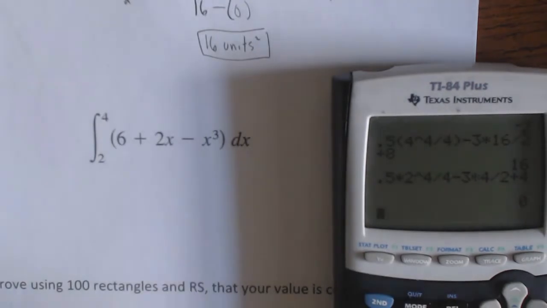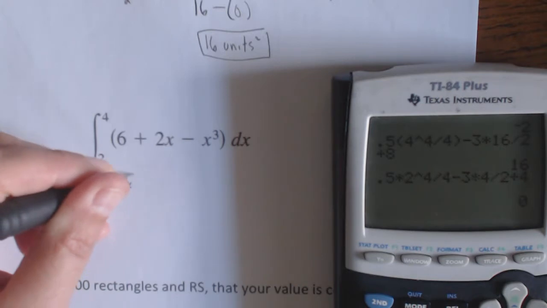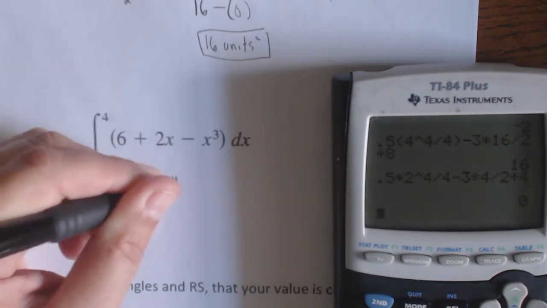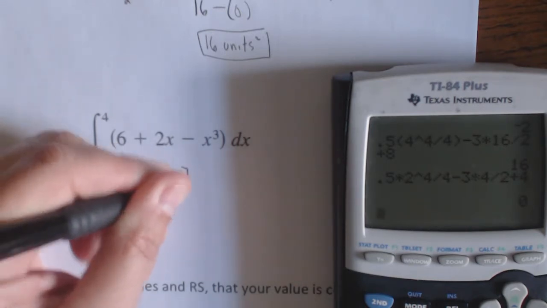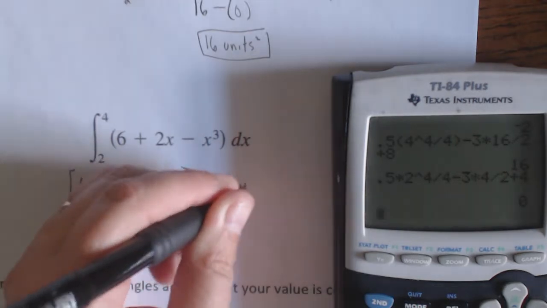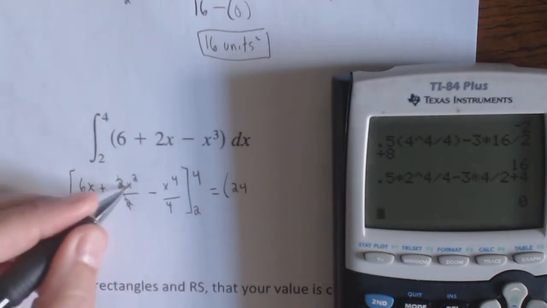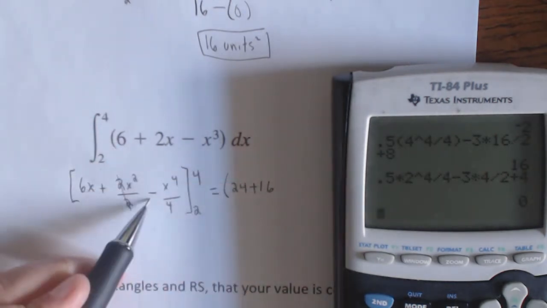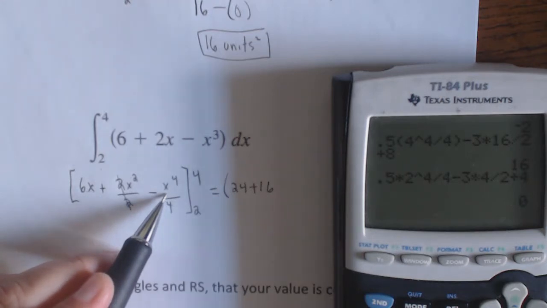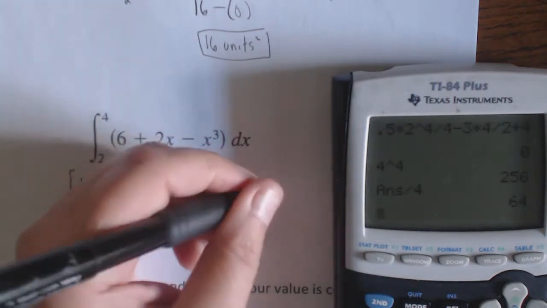Alright, and the last one, we're going to take the antiderivative. That's 6x plus 2x squared over 2 minus x to the 4th over 4. And we're going to evaluate it from 2 to 4. So that means we're going to put 4 in here. 6 times 4 is 24. 4 in here, that's 16 times 2. These 2's cancel, so that's 16. And then 4 in here, 4 to the 4th is 256 divided by 4. That's 64, so minus 64.